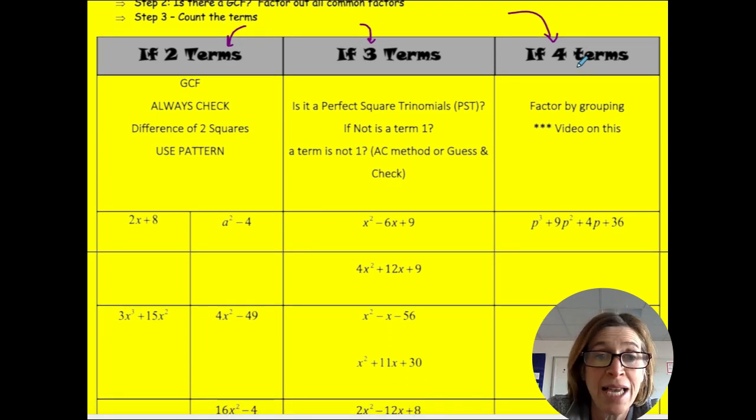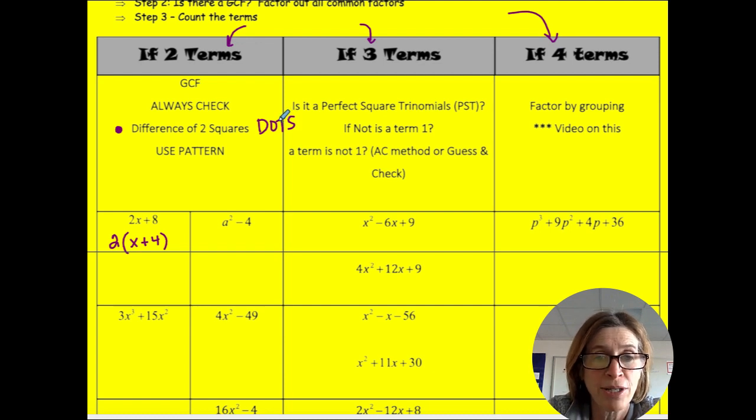If it's two terms, first I always check for a GCF. So that might be like this one, 2x plus 8. It has a GCF of 2, pull it out to the front, I'd be left with x plus 4. And there's nothing else I can do, so I've factored it completely. After GCF, I want to look for factor patterns. One pattern is the difference of 2 squares. I refer to that as dots. Dots. So I look for dots.